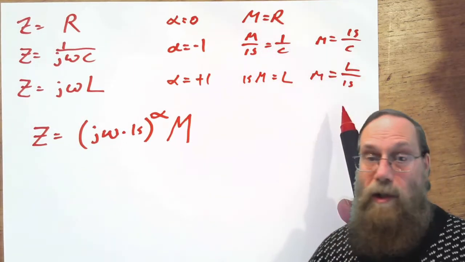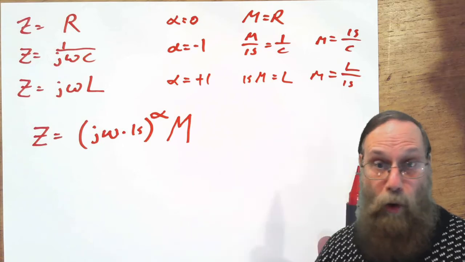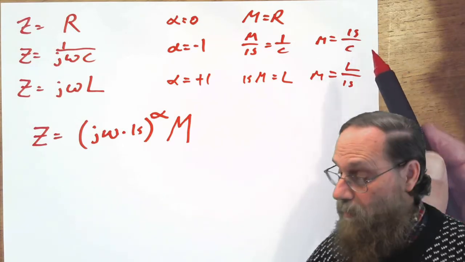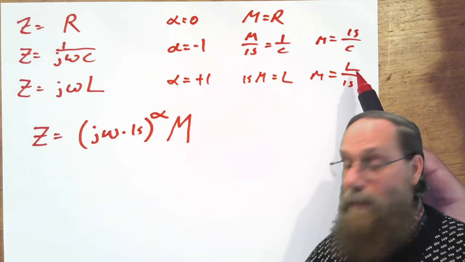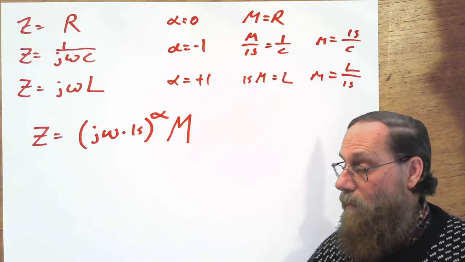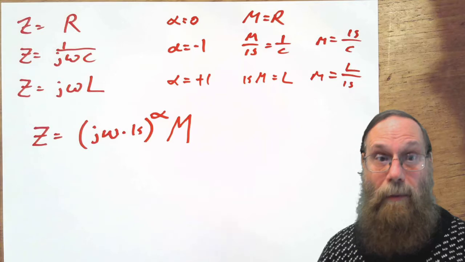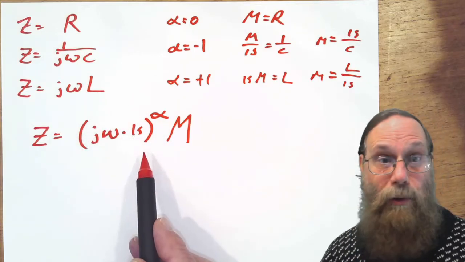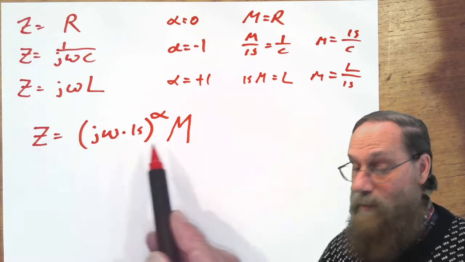You notice that the units here, in all cases, M is just in ohms. So this is time constant divided by capacitance, or impedance divided by time. So all three of these come out being just M is in ohms, which is indeed what we want, because this first term here is unitless. Z is in ohms, M had better be in ohms.